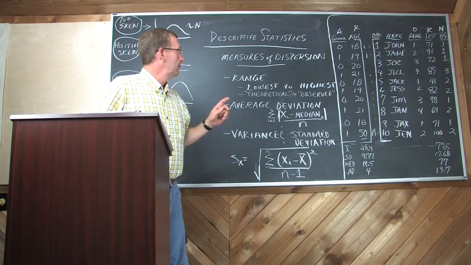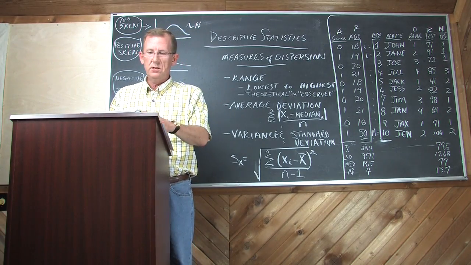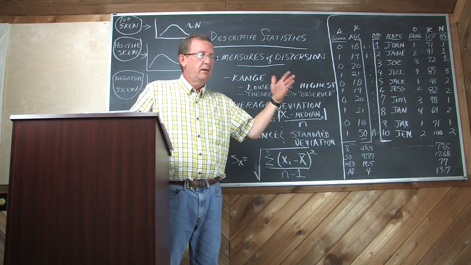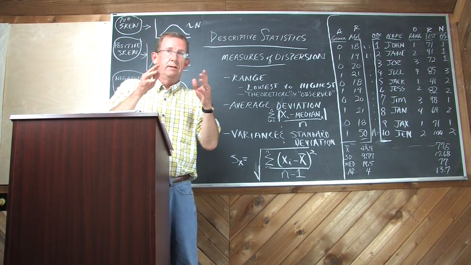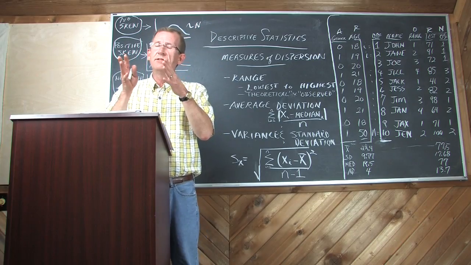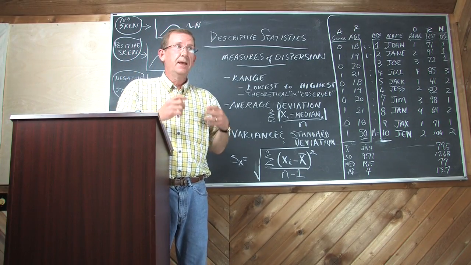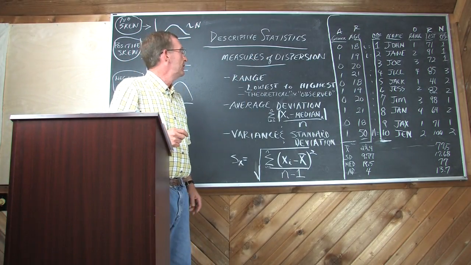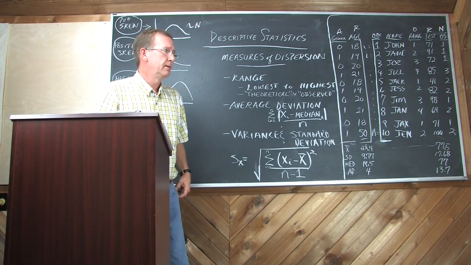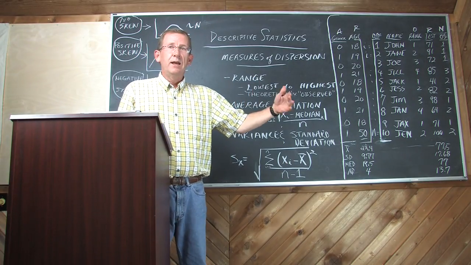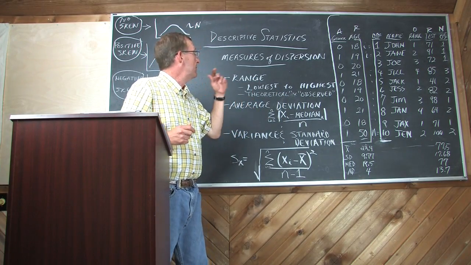As promised, descriptive statistics. Last video was about measures of central tendency and the appropriate use of the measures, levels of measurement, to determine when, where, and how to use the different measures to characterize central tendency. An intimately related concept is dispersion.